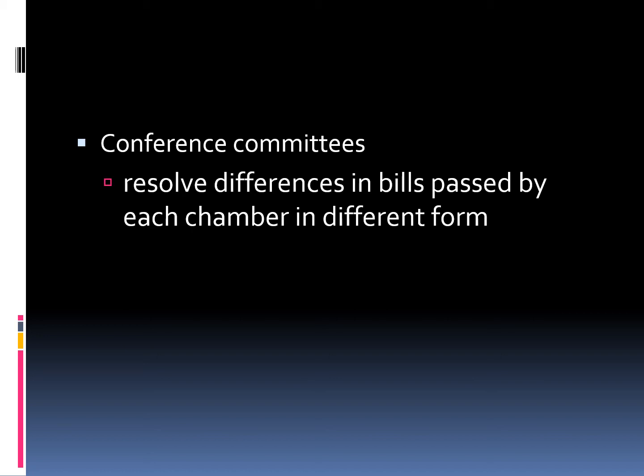That particular committee is a conference committee, and it will resolve the differences between the bills that are passed in each of the chambers if they are very different, because only one bill can go on to the governor. So the conference committee resolves these differences, comes up with a joint resolution, a joint bill, and then it goes back to the floor.